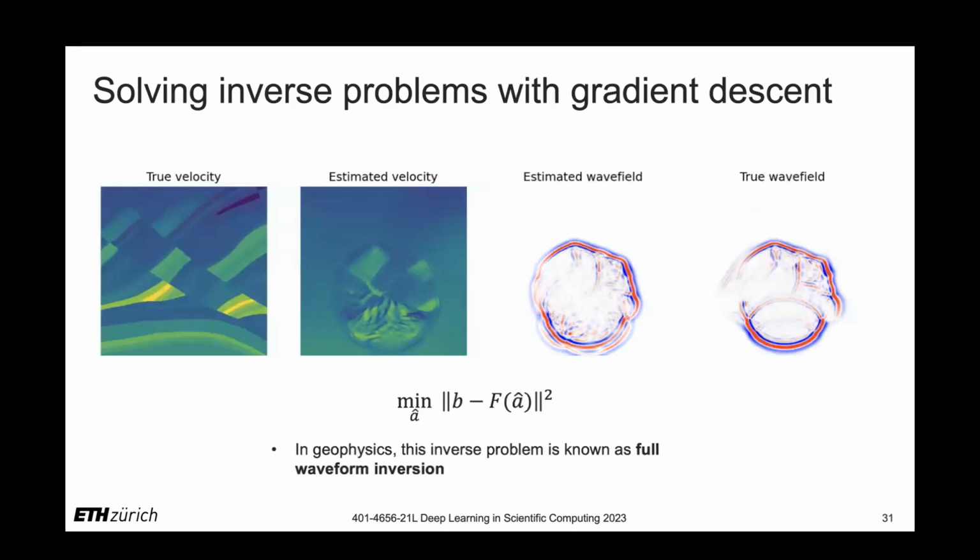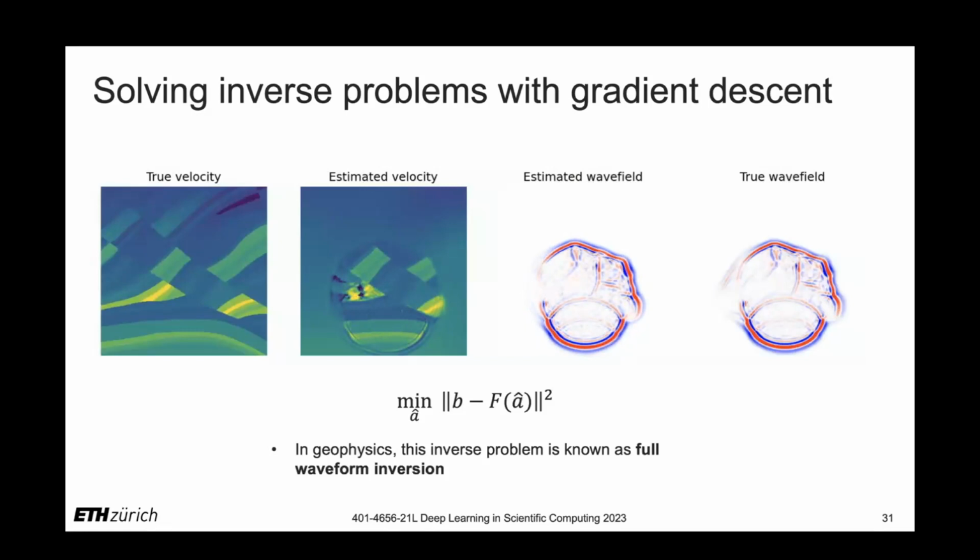So this is what you do. This is what you get if you do exactly that. So again, I'm starting with that very smooth velocity model, running gradient descent to try and match the estimated wave field to the true wave field that we've observed. And I'm minimizing exactly this loss function, so the L2 loss between the simulation and the real data. So this problem is known in geophysics as full waveform inversion. And it's been studied for decades and has lots of amazing algorithms to do this much better than what I'm showing here.